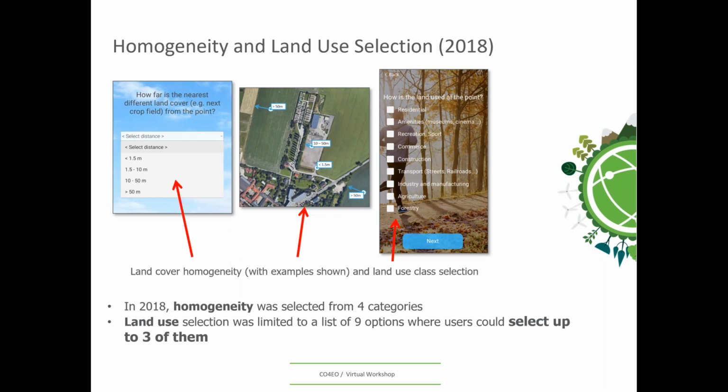The homogeneity in 2018 was a little bit easier. Plus, we provided some visual guides, as you can see in the middle, a satellite image to give people an idea of what these distances mean. And then finally, the land use. There were 9 different land use classes, of which the user could select up to 3. Okay, so the interface did improve in 2018.